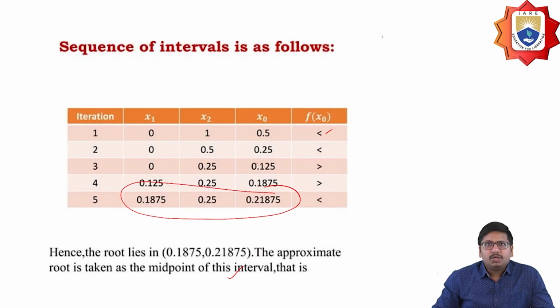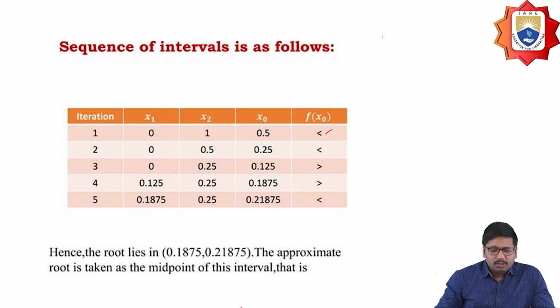This sequence of intervals is as follows. x1 equal to 0 and x2 equal to 1 gives x0 as 0.5. If x1 equal to 0 and x2 is 0.5, then x0 is 0.25. And x1 equal to 0 and x2 equal to 0.25 gives x0 as 0.125. So after seeing this, the root lies in between 0.1875 and 0.21875.